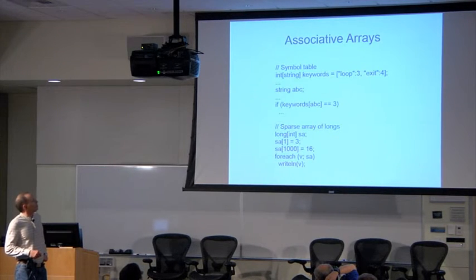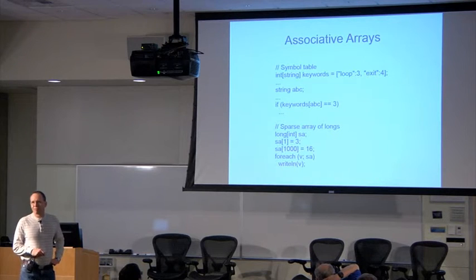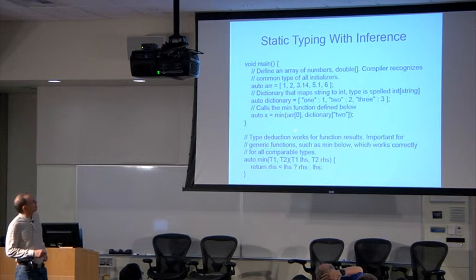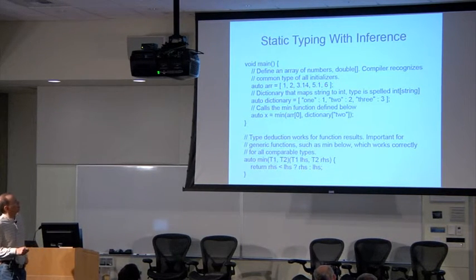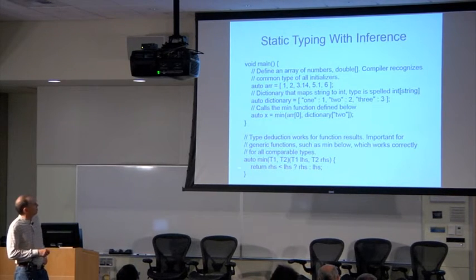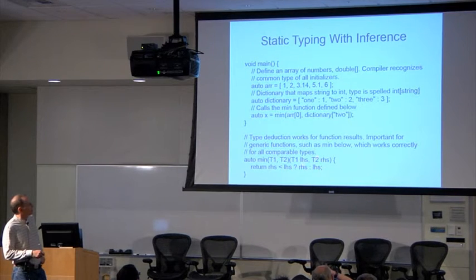Associative arrays work a lot like hash maps, except they're built into the language. Static typing with inference. Notice we have an array here of mixed types. And what D will do is figure out the type that encloses all of those, and assign that there, and auto means infer the type. Auto also works on the return value of a function. We can infer the return type of the function. So we can get a completely generic min function that works on any type.